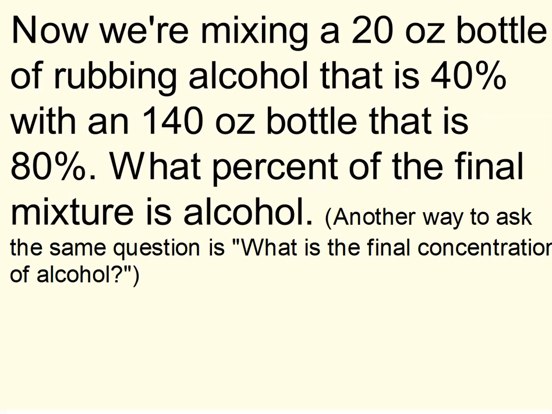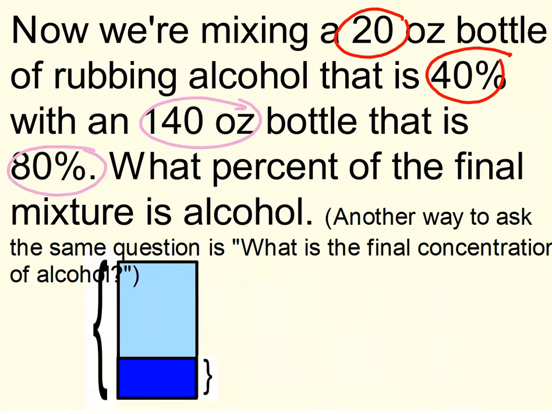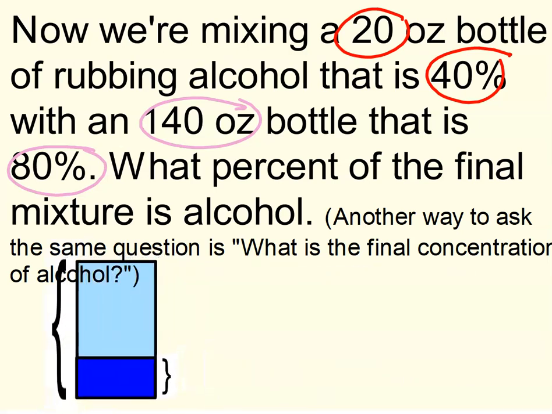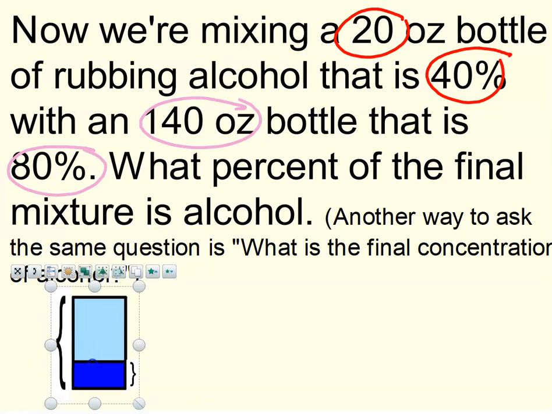We're now going to look at rubbing alcohol, and we're going to ask the question, what if there's a 20-ounce bottle that's 40%, and a 140-ounce bottle that's 80%? Okay. What percentage of the final mixture is alcohol? Well, let's grab our little diagram here. I went ahead and just made them flat so you could see them a little bit better.